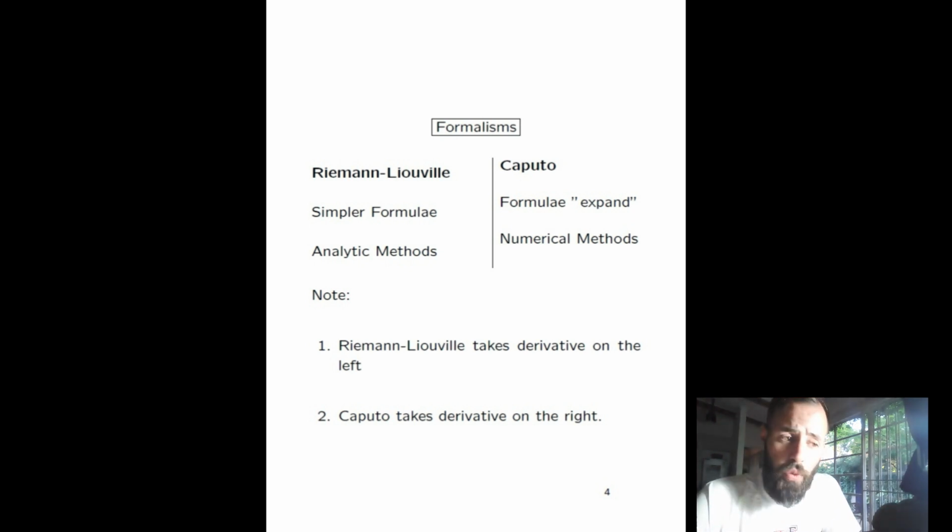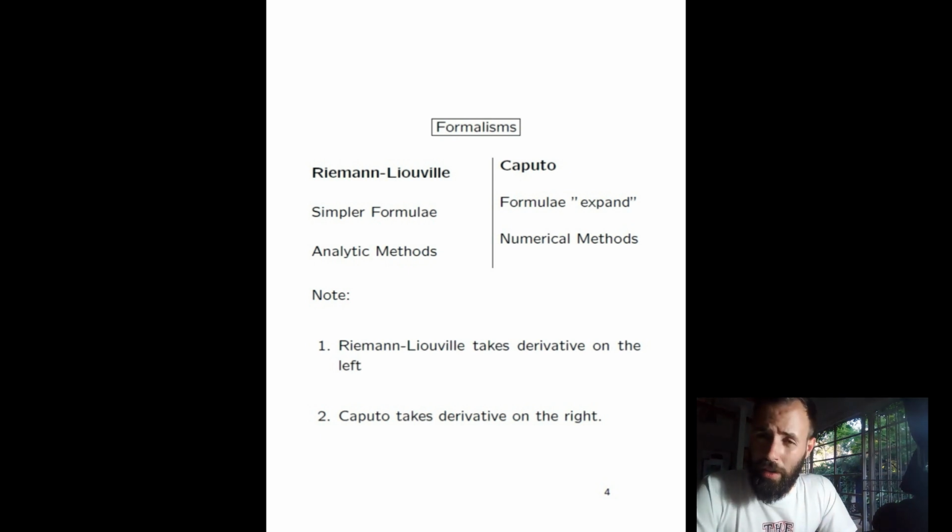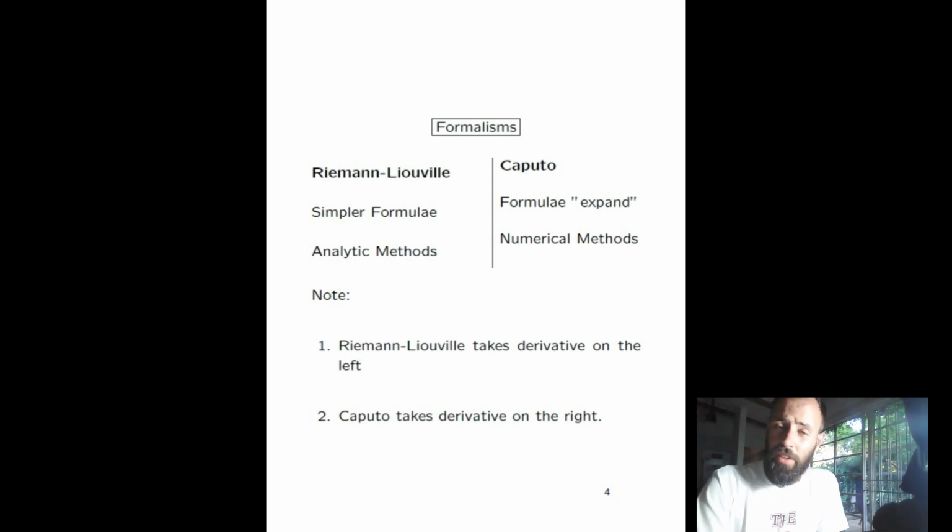Just to contrast the two formalisms we're going to be studying, the Riemann-Liouville formalism gives rise to simpler formulae that behave in a better way, so that we can use it for analytic methods and for solving, for example, ordinary differential equations. The Caputo formalism gives rise to formulae which in a sense expand and are more appropriate to solving numerical problems in the fractional calculus. The Riemann-Liouville formalism takes the derivative operator on the left of the integral, and the Caputo formalism takes the derivative on the right of the integral. This will become more apparent in the details of the definitions as we continue.